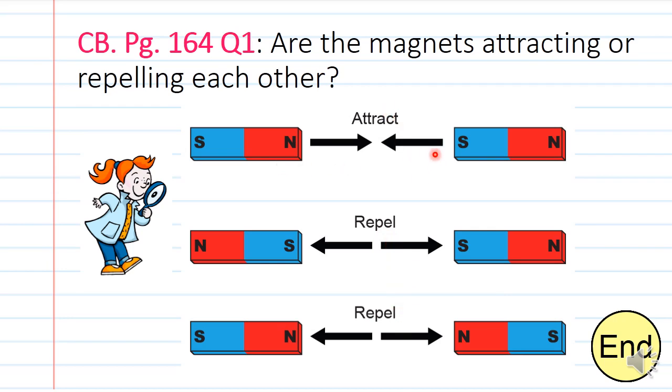North and south are unlike poles, so they will attract. South and south are like poles, meaning same poles. North and north are like poles. So the rule, as you can remember from the previous slide: unlike poles attract, like poles repel.